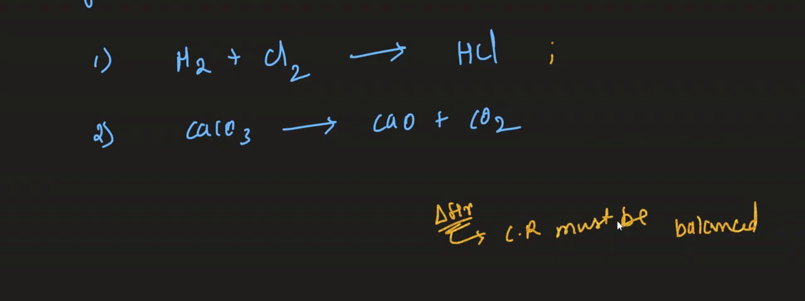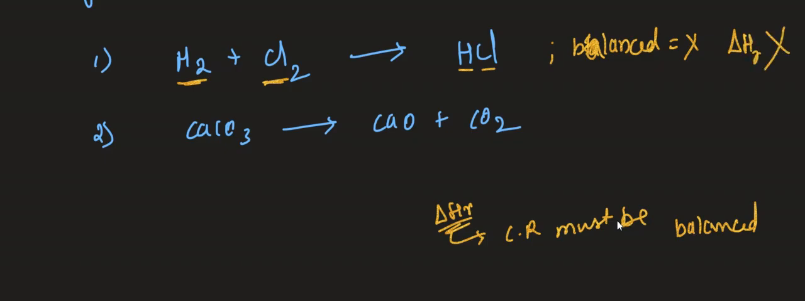Okay, so here what do you have? 2 hydrogens, 2 chlorines, but you have here 1 hydrogen, 1 chlorine. Can you say it is not balanced? Okay, so it is not balanced. So it is not balanced, hence therefore you cannot apply the concept of delta HR.